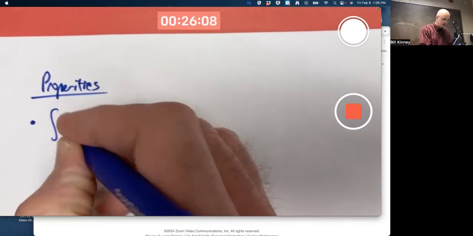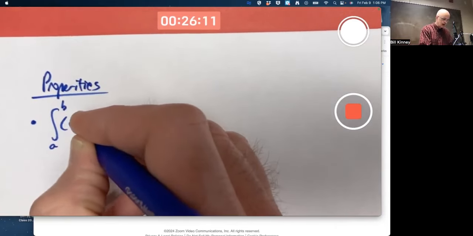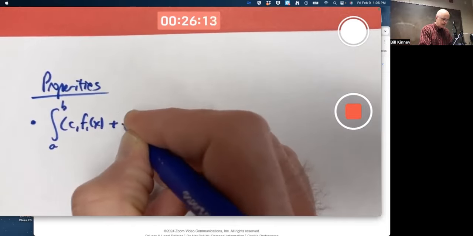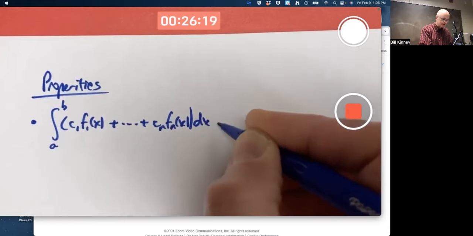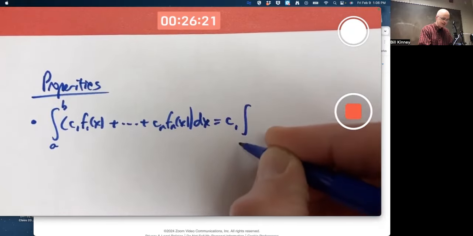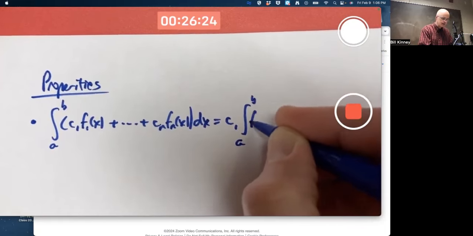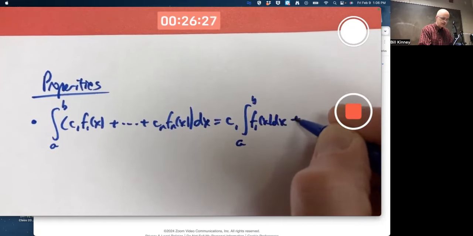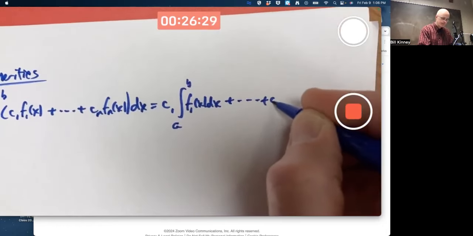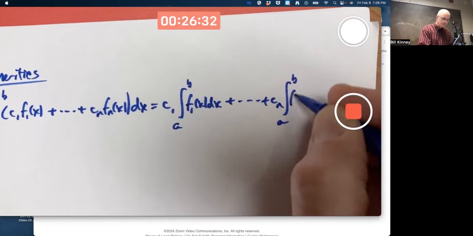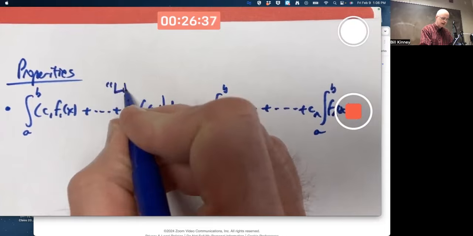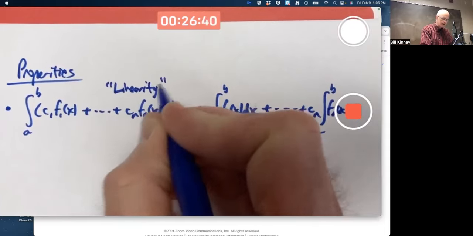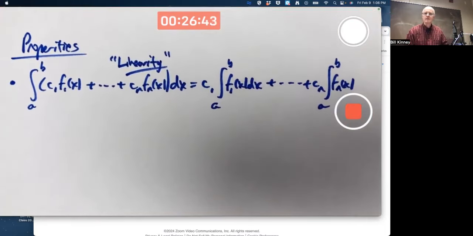This property we've already mentioned, that the integral of a linear combination like this is the corresponding linear combination with the same constants, but now in front of the integrals of all the individual integrals. Fundamental property of integrals, I call this linearity, and a lot of other mathematicians call it linearity as well. Scientists will often call it superposition.